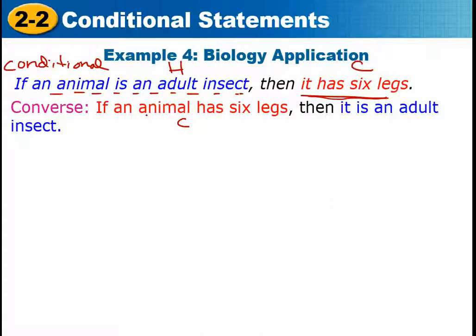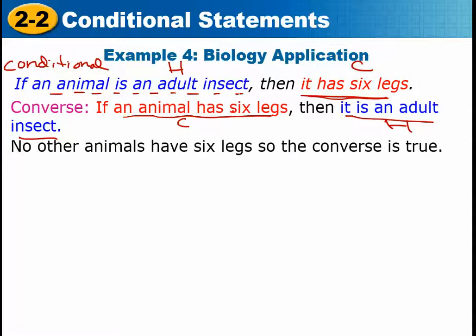So the conclusion gets to come over here, and do you see how we had to add an animal there? You can't just say if it has 6 legs, because what's it? So if you're starting with a pronoun, it doesn't make as much sense. Then it is an adult insect. That used to be our hypothesis, right? So we exchanged where they were.